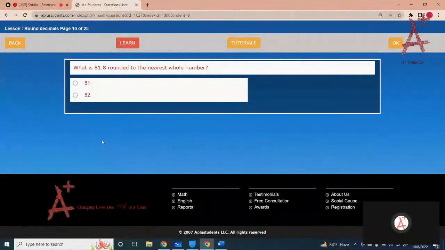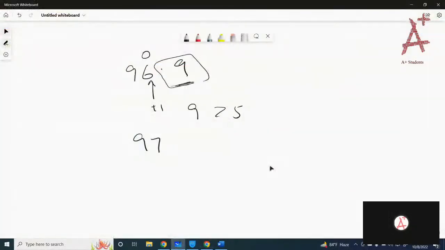What is 81.8 rounded to the nearest whole number? 81.8 is rounded off to the digit that is right after the decimal, which is 8. It is 81.8, this is the decimal number. Just look at this digit. It is 8. You need to compare this digit to 5. So is 8 less than 5 or greater than 5? 8 is greater than 5.